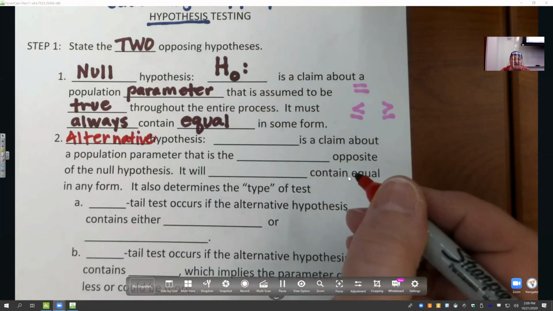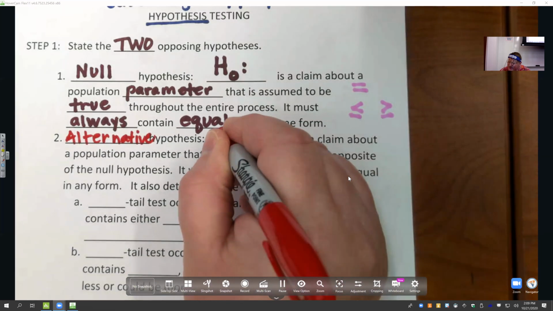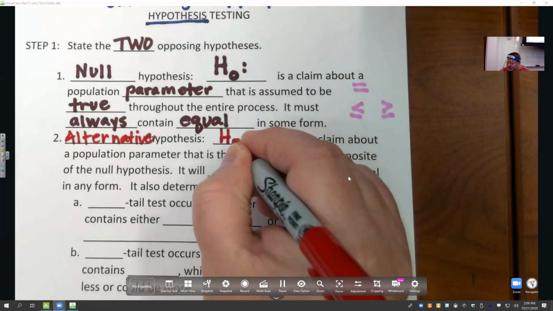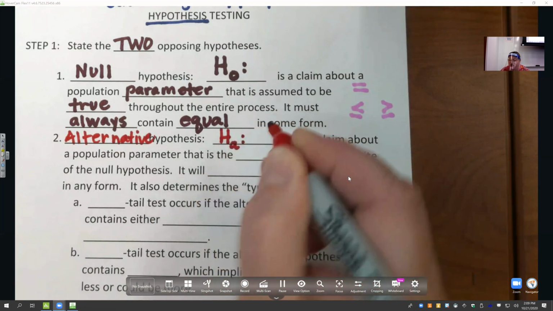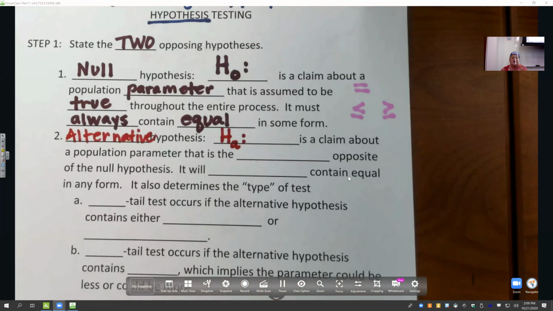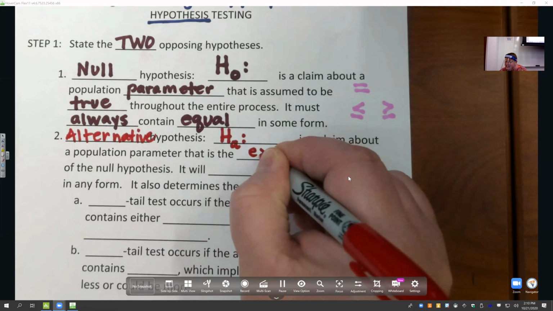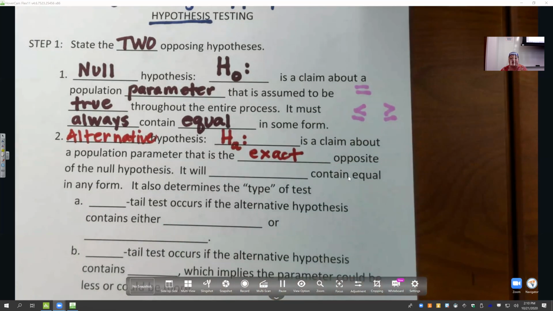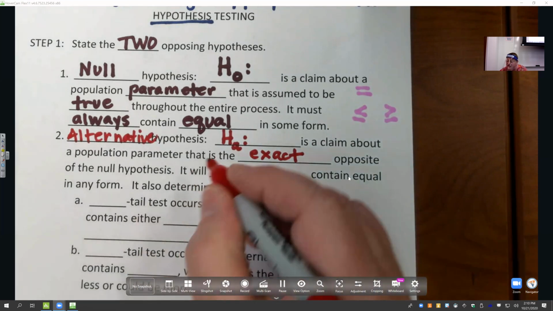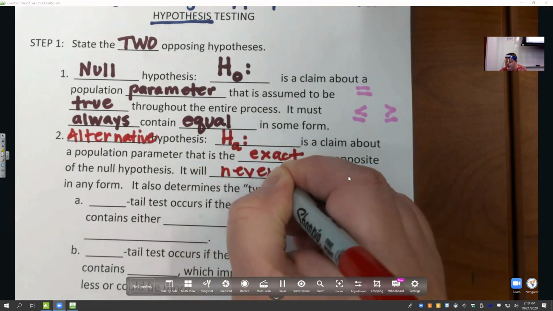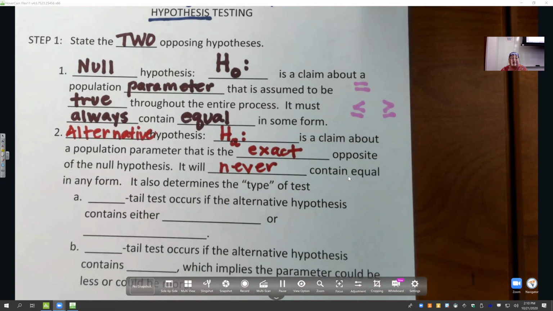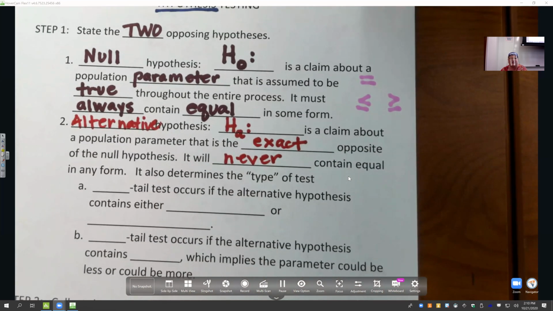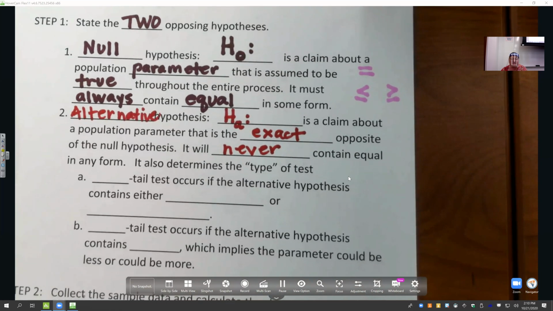Okay? The second hypothesis is called the alternative hypothesis. The symbol is the capital H, again for hypothesis, and we use a subscript of A for alternative. And again, it's also a claim about the same population parameter that is the exact opposite of the null. It will never contain equal in any form, and it also determines what we call the type of test.